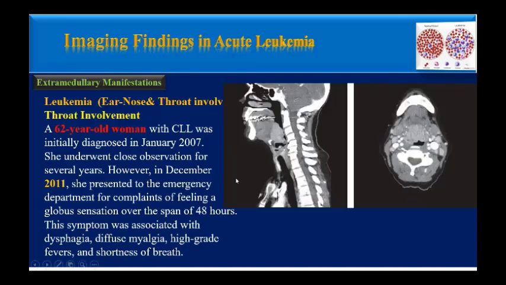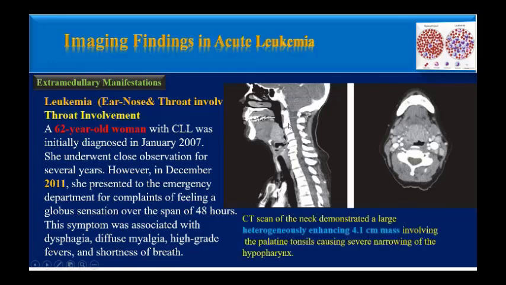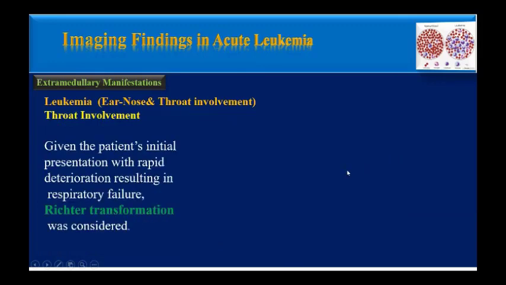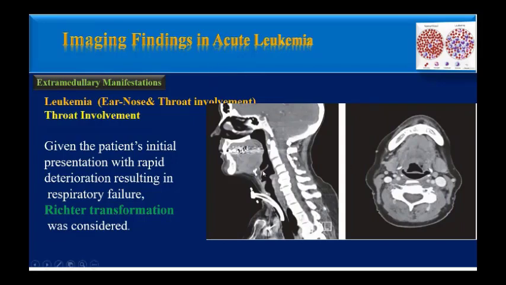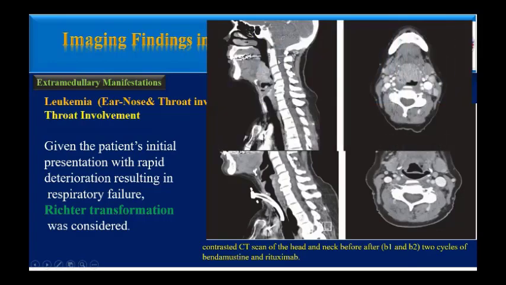This contrast-enhanced CT shows a heterogeneously enhancing mass involving the palatine tonsil, causing severe narrowing of the hypopharynx. Given the patient's initial presentation with rapid deterioration resulting in respiratory failure, Richter transformation was considered. This CT scan, taken after 2 cycles of chemotherapy, shows nearly complete resolution of the mass.